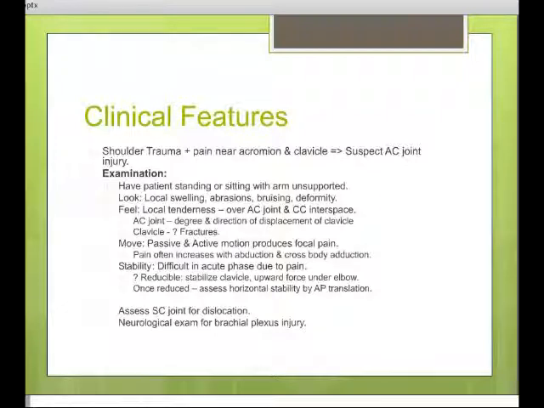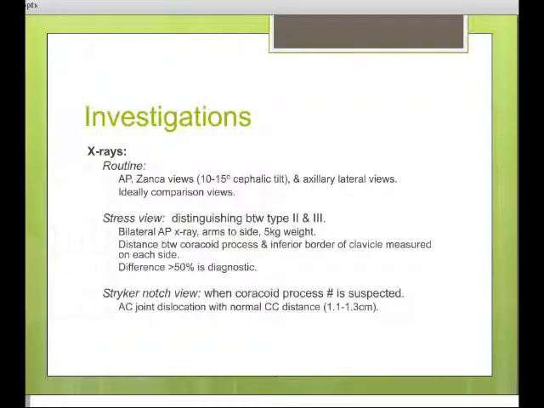Investigations. Routine x-rays are the AP, Zanca views, which are a 10 to 15 degree cephalic tilt, and axillary lateral views. Ideally, comparison views should be taken as well. Stress views are commonly used as well, which distinguish between type 2 and type 3 injuries. That's when, bilaterally, arms are placed at the side holding a small weight, and this will essentially increase the distance between the coracoid process and the inferior border of the clavicle. A difference of 50% is diagnostic.